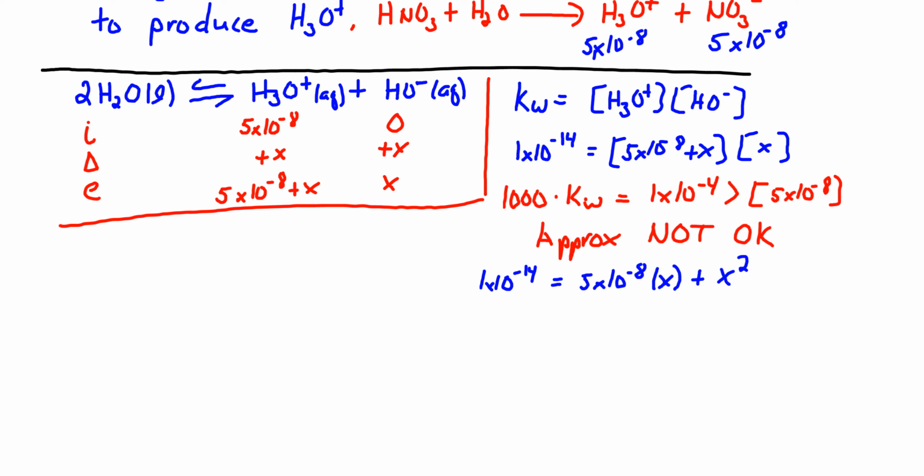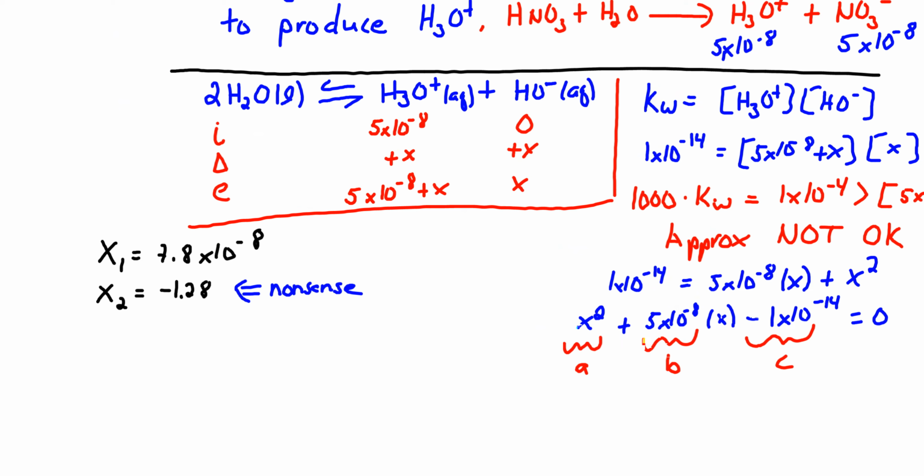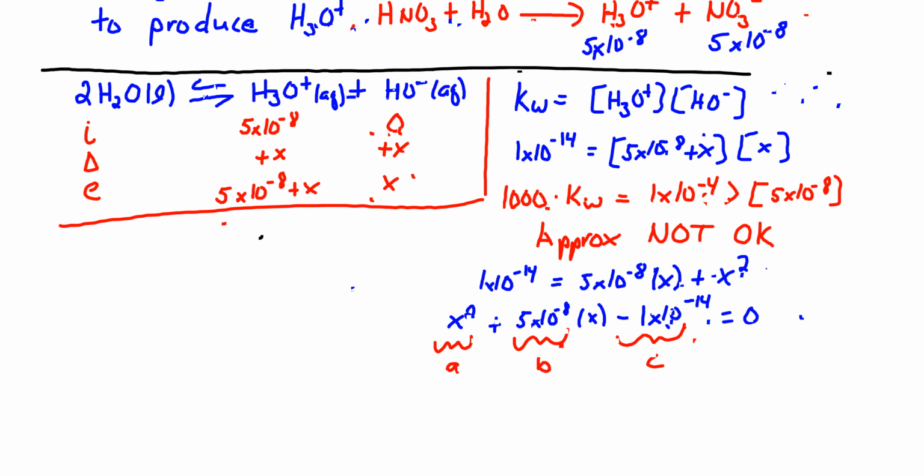So we have 5 times 10 to the minus 8 times x plus x squared. Now we put this into the form of ax squared plus bx plus c equals 0. Alright, so we have our values of a, b, and c. We can solve to find our two roots that solve the quadratic equation. Alright, so we have our two roots, only one of which is going to make physical sense. The only one that makes physical sense is this first one.